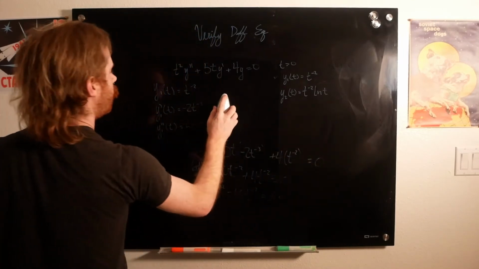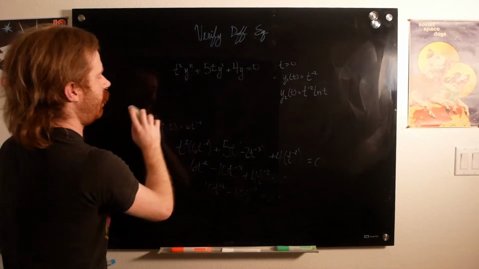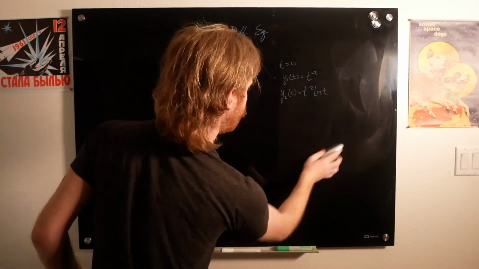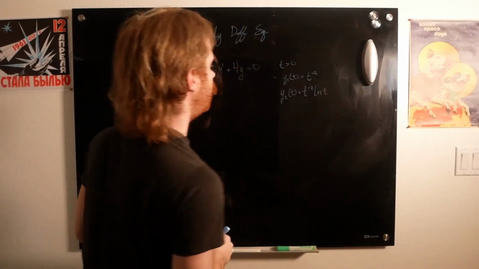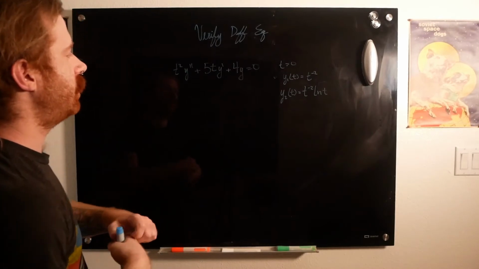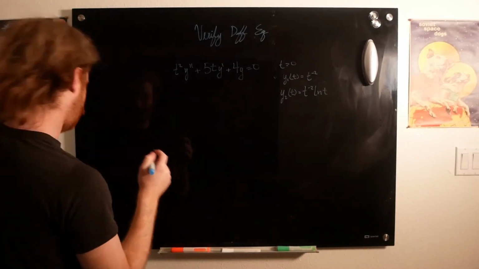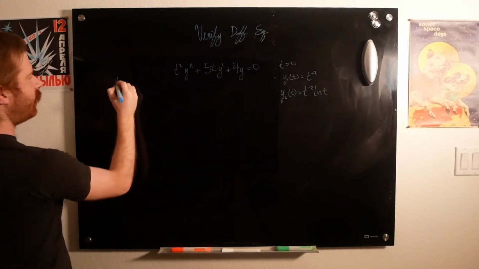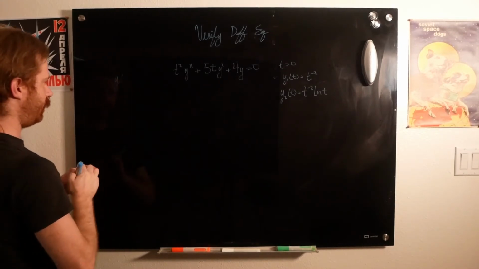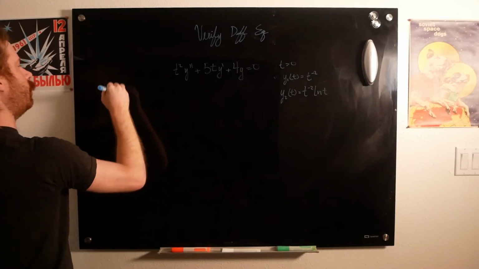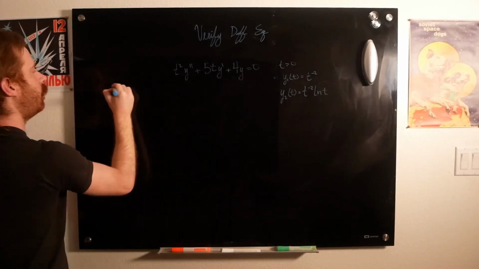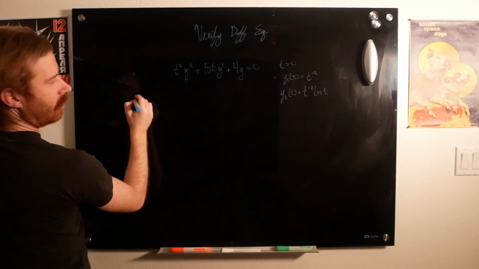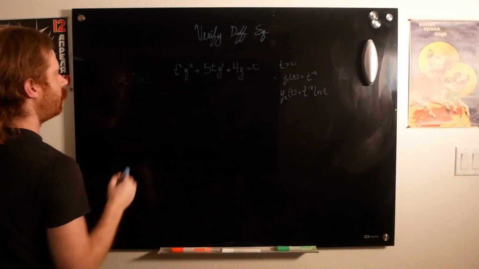So now we can erase our work, and we can start working on the second one, which is going to be a little bit harder. Okay, so not harder, just more tedious. So start up here. I'm just going to use y of t just because it's going to be easier. Okay, so y equals t to the negative second ln of t.